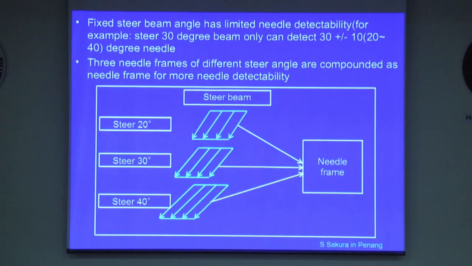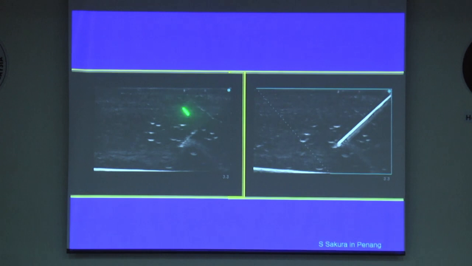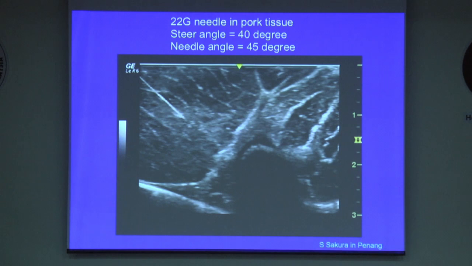So with normal imaging technology, you can see the needle here, that is inserted at a steep angle. But the same image becomes visible when you turn on the function. Okay, it's not working. Okay, you can even see the needle that is inserted at 45 degrees with this technology.